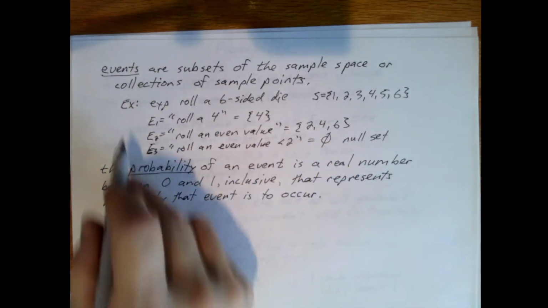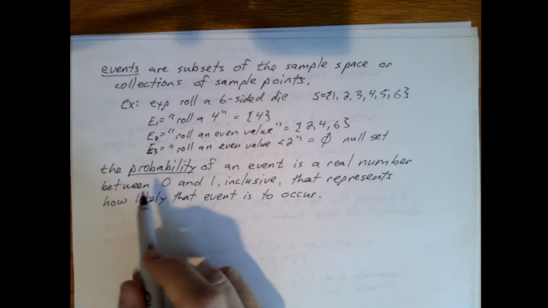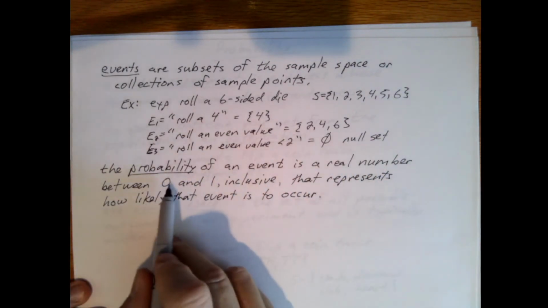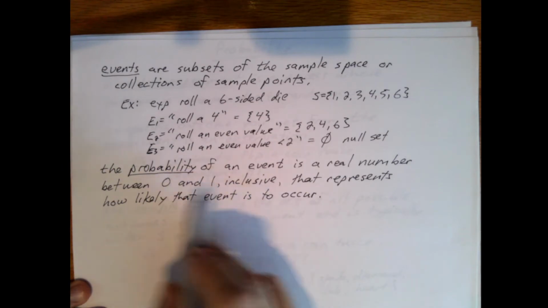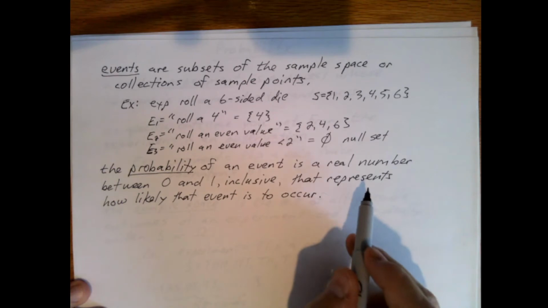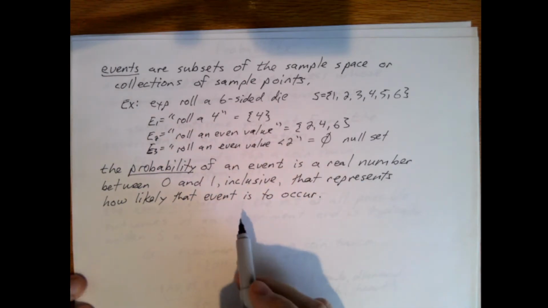Okay? So that leads right into our next definition. The probability of an event is a real number between 0 and 1, inclusive, which means it could be 0, it could be 1, or any real number in between, that represents how likely that event is to occur.